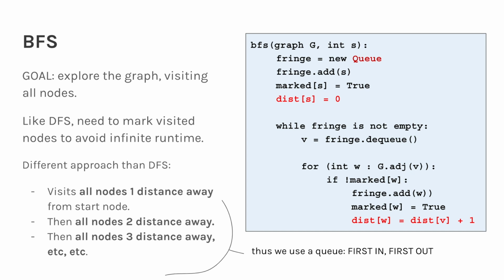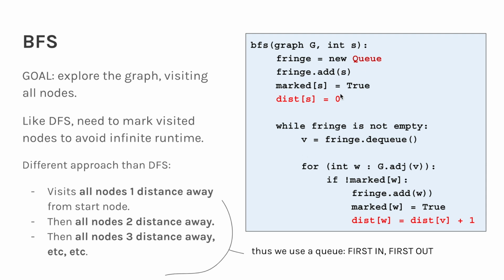If you recall, with DFS, we went as deep as possible. That's why it was called depth first. Whereas with BFS, we're going breadth first. So we're going sort of as shallow as possible. It's the opposite. With BFS, you visit all nodes one distance away from the start. Then, after visiting all of those, you visit all nodes 2 distance away. Then you visit all nodes 3 distance away, etc., etc.